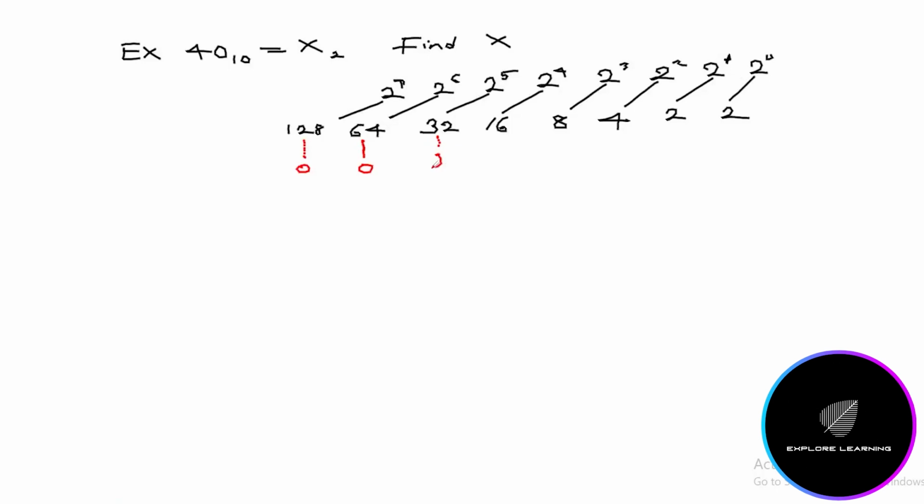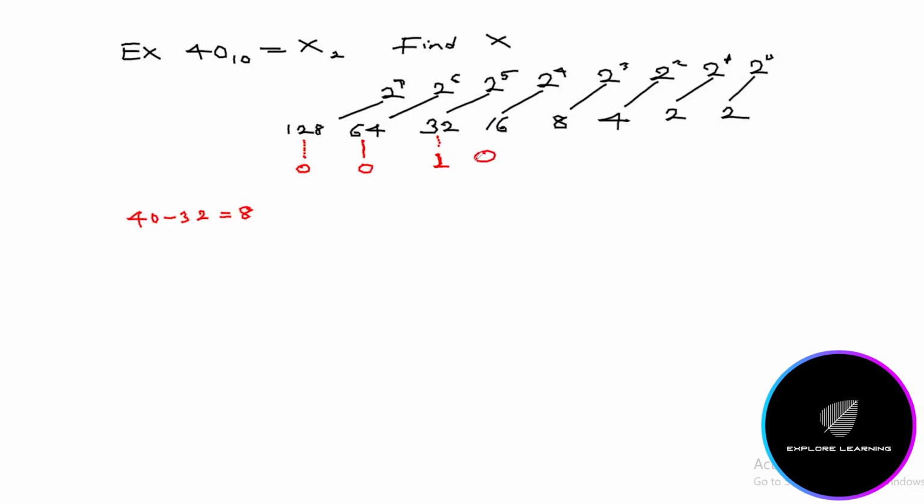Okay? It's on, it's available. So 40 is greater than 32. So you put 1 at that point. So at this point, we can say that 40 minus 32 will give us 8. Now, moving over to the next value, which is 2 raised to the power 4, 8 is less than 16 at this point. So we have to write down 0 on the 16.